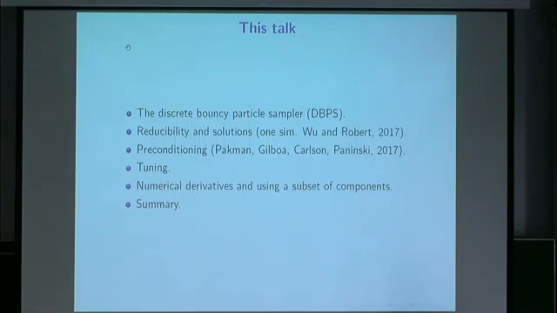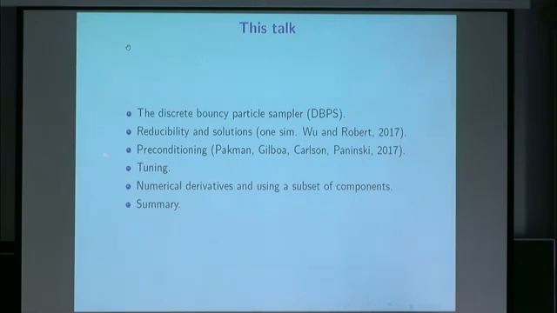So what am I mainly hoping to talk to you about? In fact, a discrete bouncy particle sampler. And on its own, it's not going to work. I'll show you some reducibility problem, or near reducibility, which is similar to that you see for the bouncy particle sampler. And solutions: one is similar to the Wu and Robert paper that was archived a couple of weeks ago, and another one is the same, but for the discrete case, as this algorithm that was archived a few months ago.